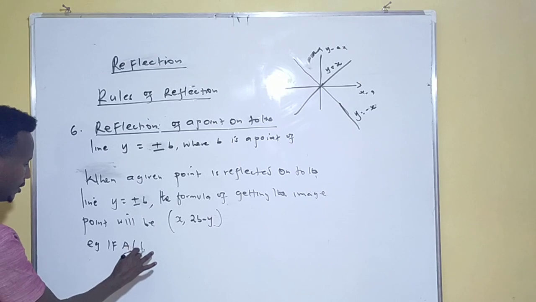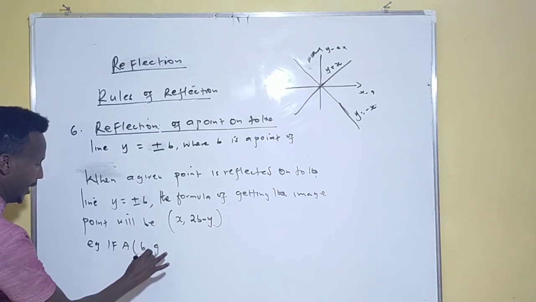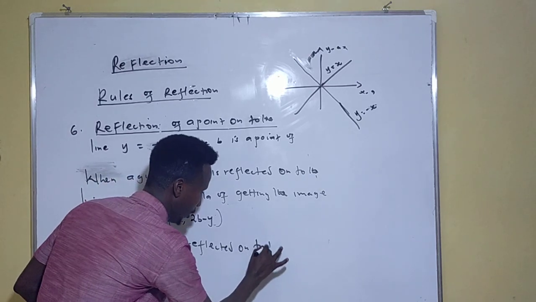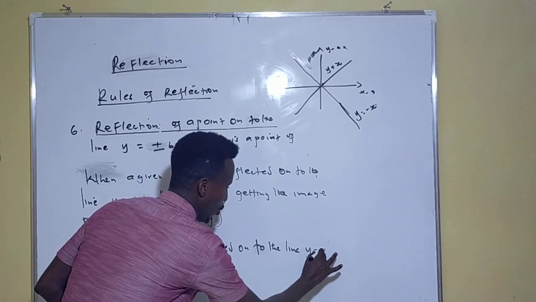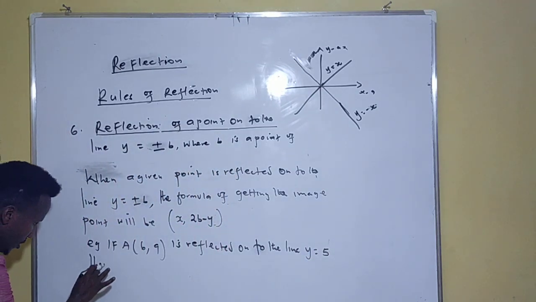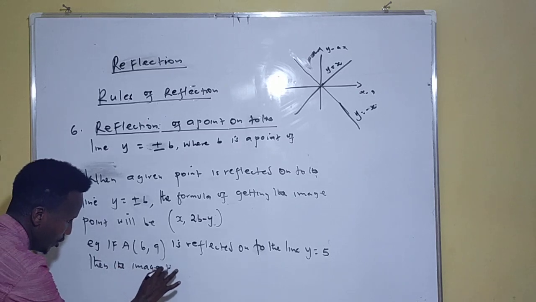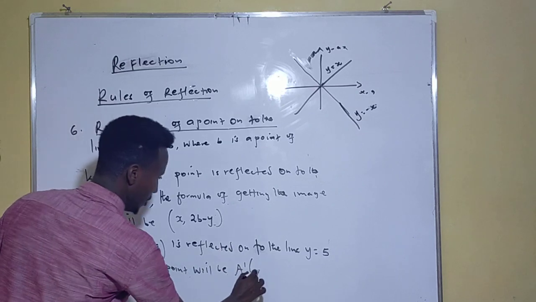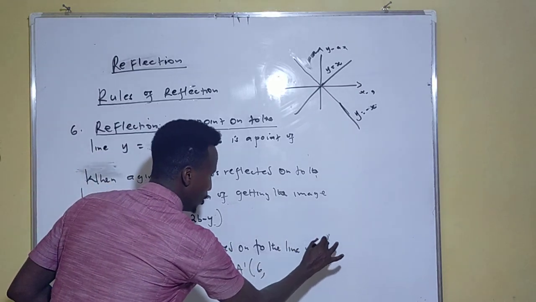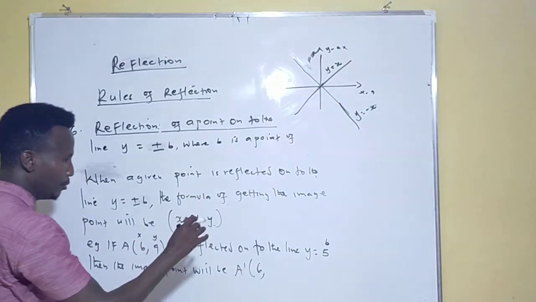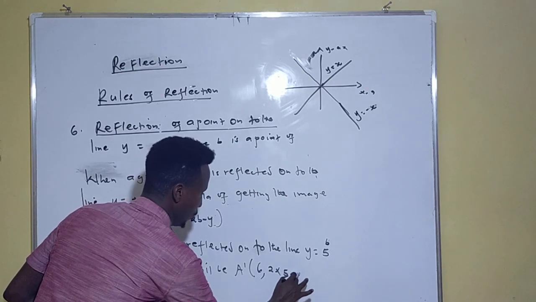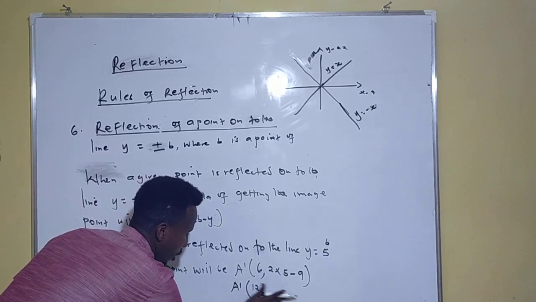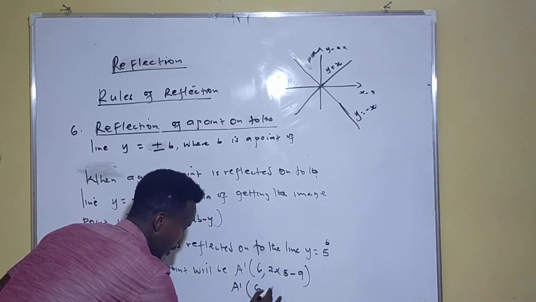For example, if A(6, 9) is reflected onto the line y is equal to 5, then the image point will be A prime: x stays the same, 6, comma, 2 times b, remember this is b, don't forget, and this is x and this is y. 2 times 5 minus the y coordinate, which is 9 in this situation. So A prime will be 6 comma 10 minus 9, which is 1.